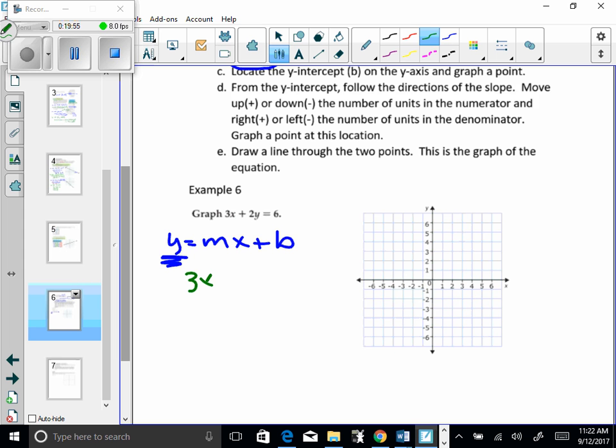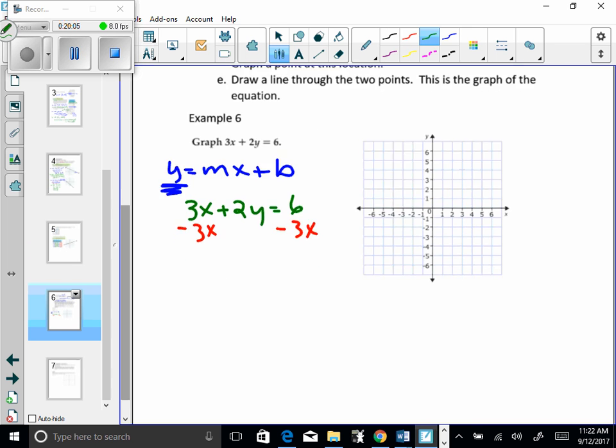So my original equation is 3x plus 2y equals 6. So the first thing I would want to do is subtract 3x. So that would leave me 2y on the left. And you'll notice in the slope-intercept equation that the x term comes before the constant term. So I want to write it that way. I'm going to say minus 3x plus 6.